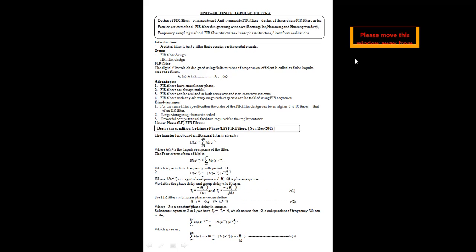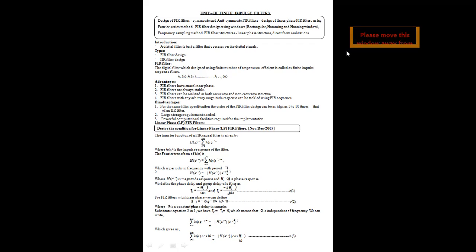Next, let me see the condition to derive for linear phase FIR filters. Actually, it was asked in November-December 2009. For the transfer function, we know that H of z is equivalent to the summation from n equals 0 to N minus 1 of h of n z to the power minus n, where h of n is the impulse response of the filter. We have to take the Fourier transform, so z will be replaced by e to the power j omega: the summation from n equals 0 to N minus 1 of h of n e to the power minus j omega n.